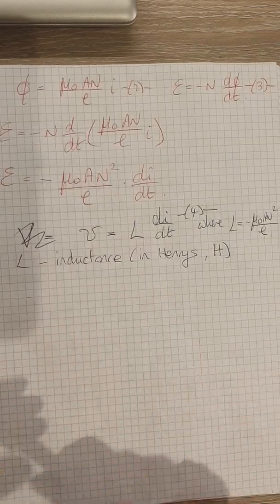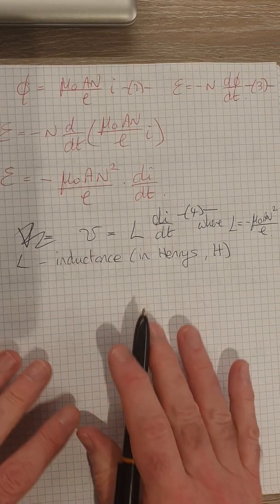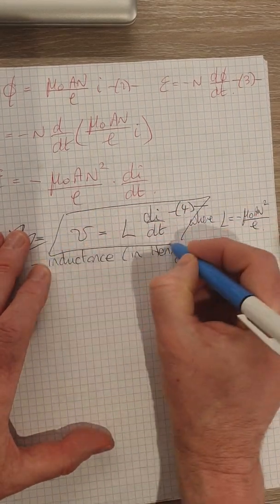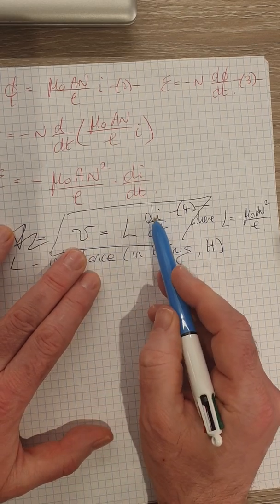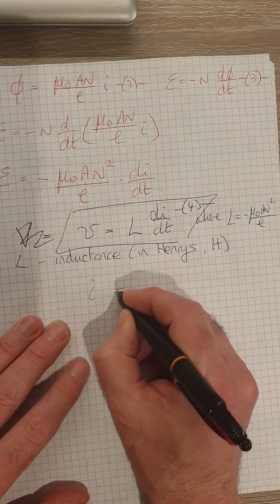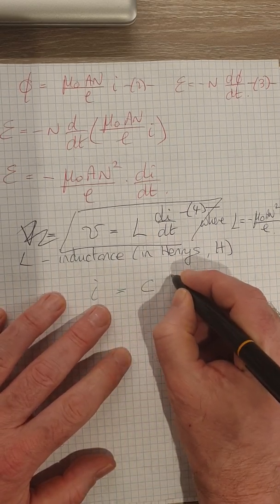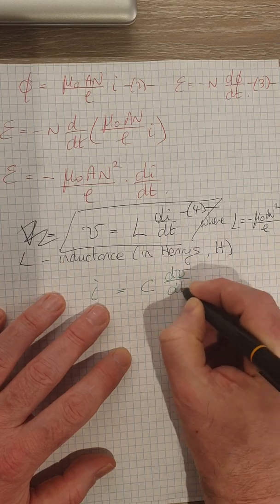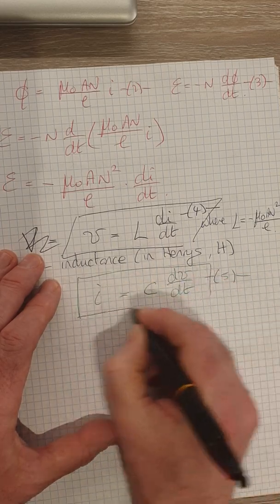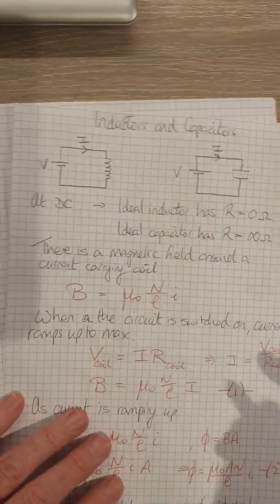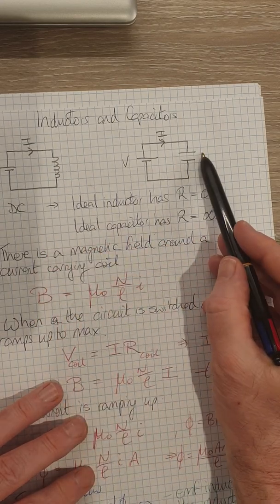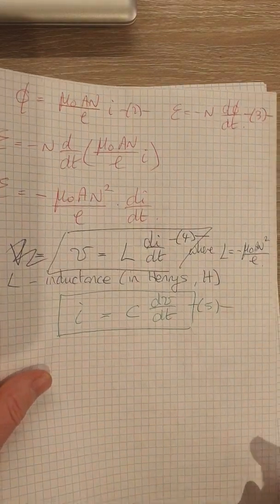And what I'd like to do here is introduce the equation for capacitance, so we can make the comparison. So this was the equation relating potential difference across the coil to the current passing through it, and we can compare that to the capacitor equation, which is current is equal to the capacitance times the rate of change of potential difference. So we saw that under DC conditions, the inductor ideally has a resistance of 0. The capacitor has an infinite resistance, open circuit.